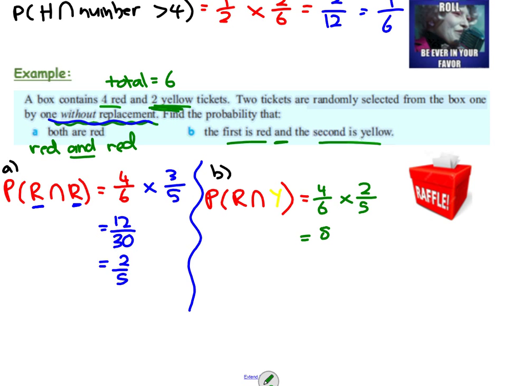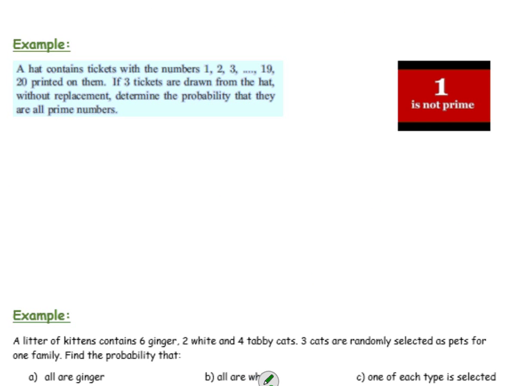4 times 2 is 8, 6 times 5 is 30. Top and bottom are divisible by 2, which gives you 4 over 15. Chance that the first ticket is red and the second ticket is yellow. Let's move on to the next one.